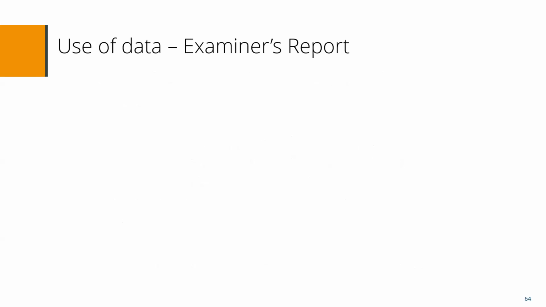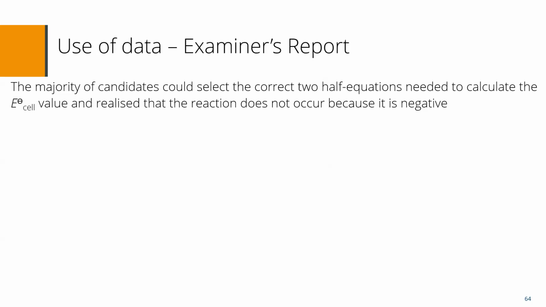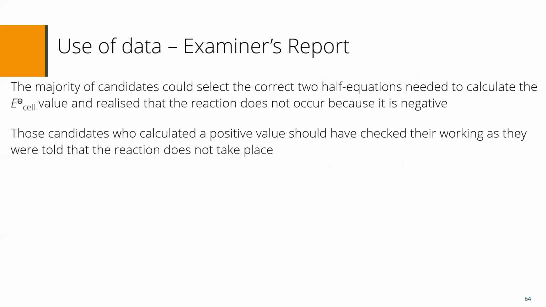Okay, and the examiner's report was interesting here. The majority of candidates could select the correct two half equations needed to calculate the E0 cell value and realise that the reaction does not occur because it's negative. Those candidates who calculated a positive value should have checked their working, as they were told that the reaction actually doesn't take place. So they should have come up with a negative value. It's amazing how many students get that answer with a positive value and then think, hang on a moment, it should be negative, so I must have made a mistake. So they don't then go back and check their calculation. And I've never understood why they don't do that.